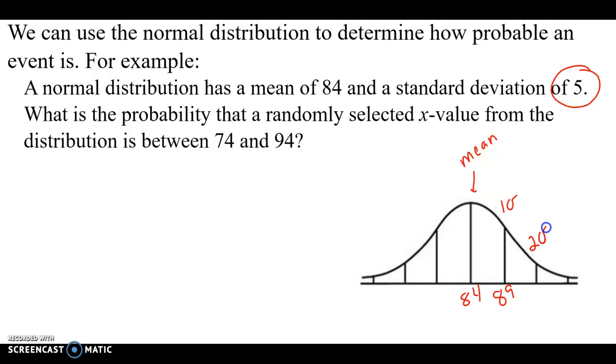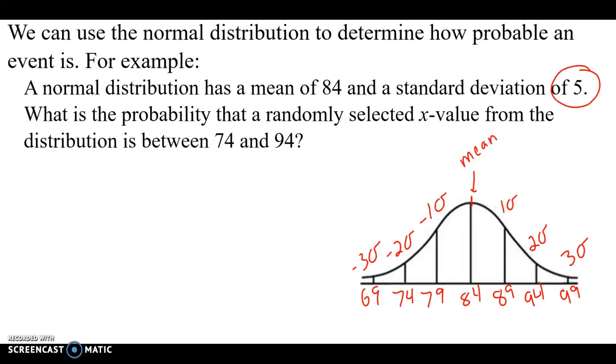Our second deviation is 5 more than that. So that gives us 94. And lastly, our third deviation gives us 99. And then we can do the same thing in the other direction. So 1 deviation the other way, 2 deviations the other way, and 3 deviations would give us 79, 74, and 69. So you'll always set up your normal curve this way with the mean in the middle and your 3 standard deviations on either side.